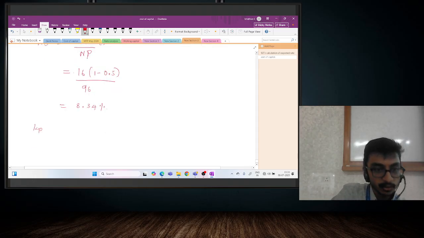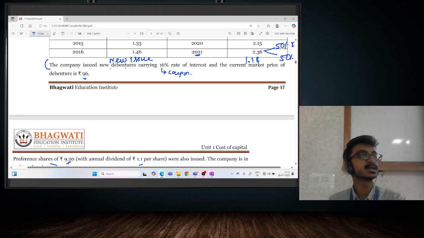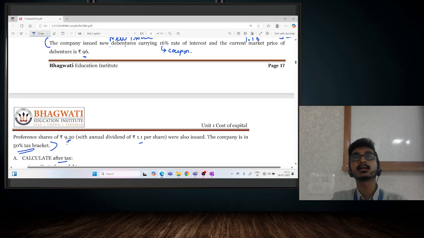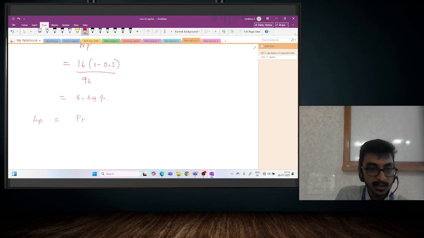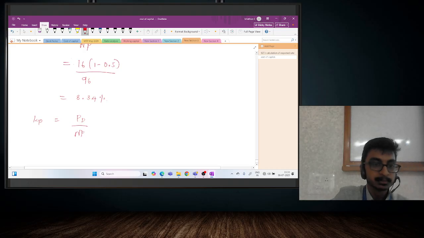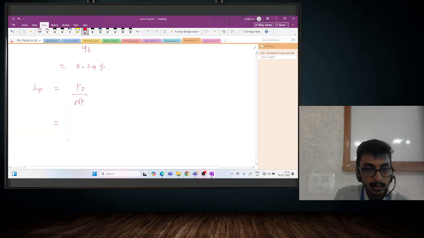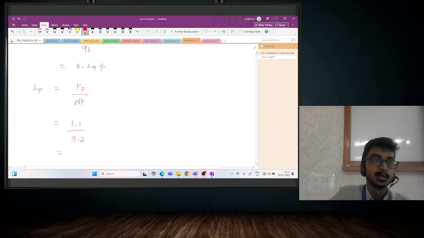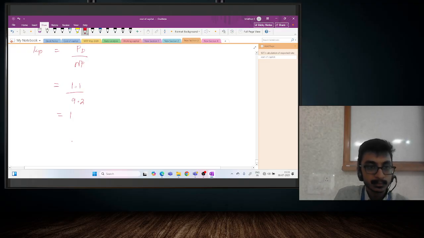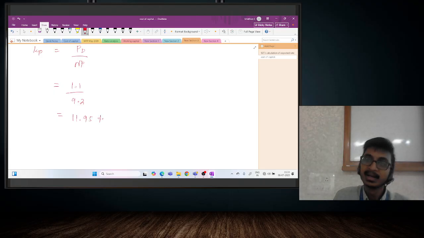Now calculate the cost of preference share capital. Here again it is an irredeemable preference share. What is the formula for calculating cost of irredeemable preference share? It is PD divided by NP. So preference dividend is how much? 1.11 per share. The issue price is 9.2 per preference share. So we get cost of preference share as 12%. Then we will take 11.95 itself, or we will take 11.96.